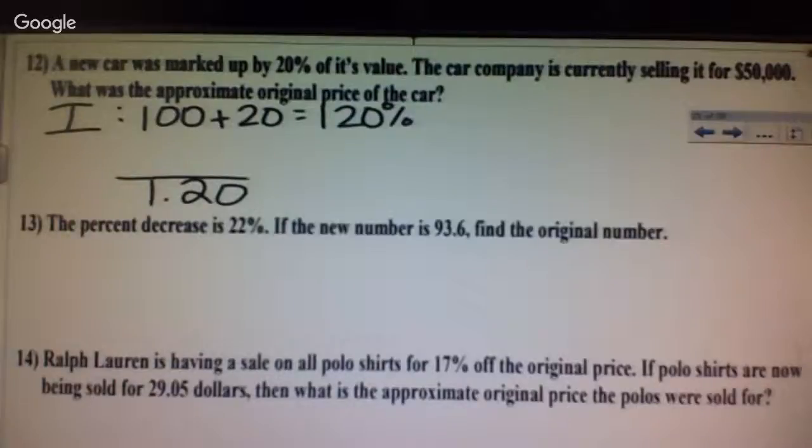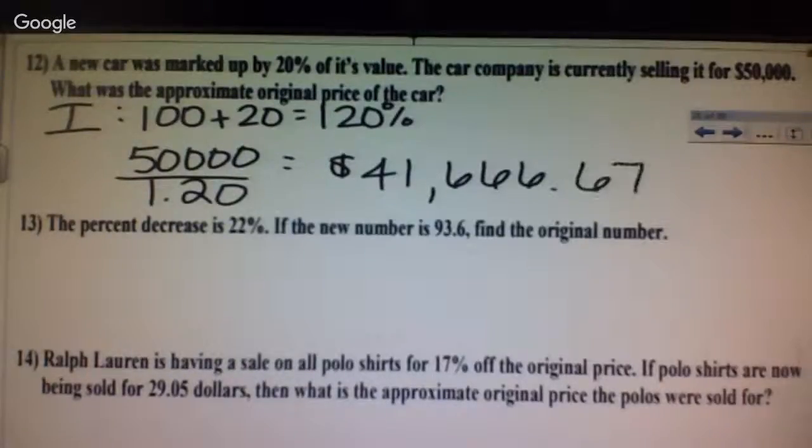The sale price on the car was $50,000. So we take 50,000 and we divide by 1.2 this time to figure out how much my car cost originally. How much did my car originally cost before they marked it up? Your car was originally $41,666.67.